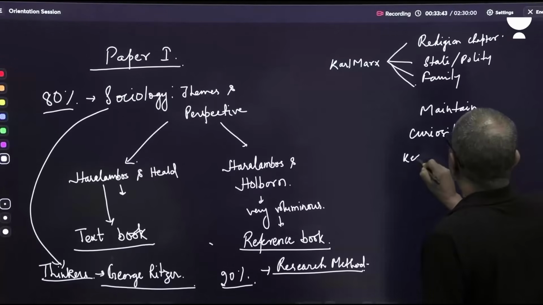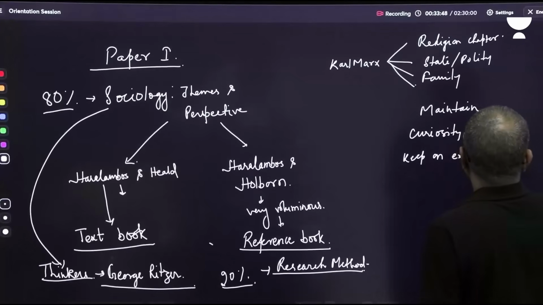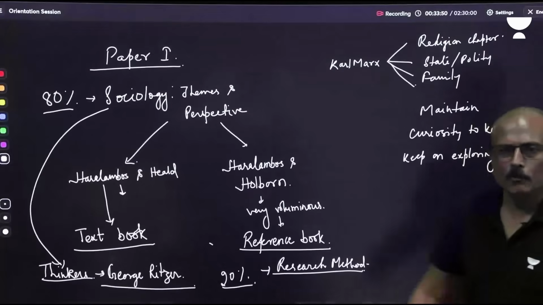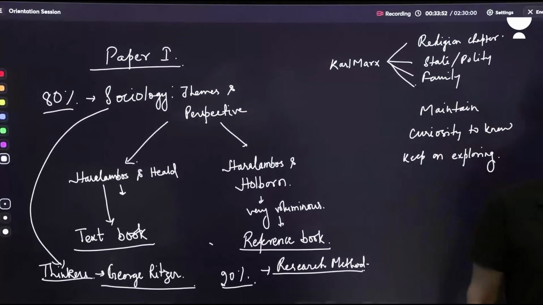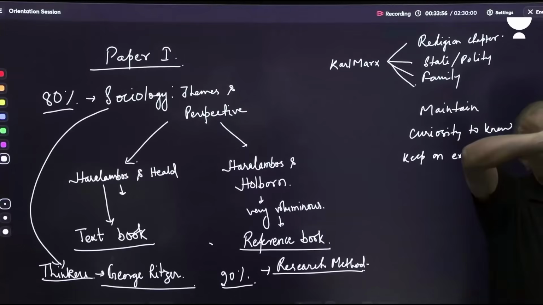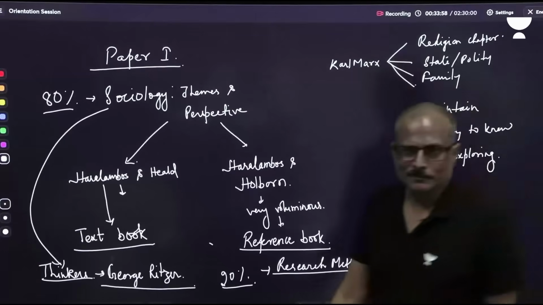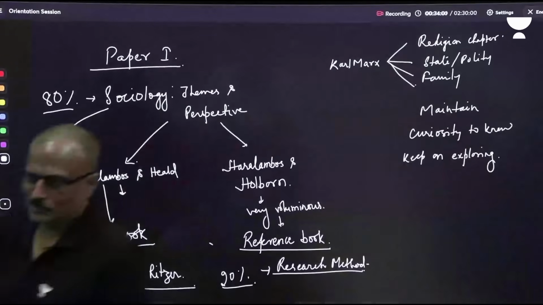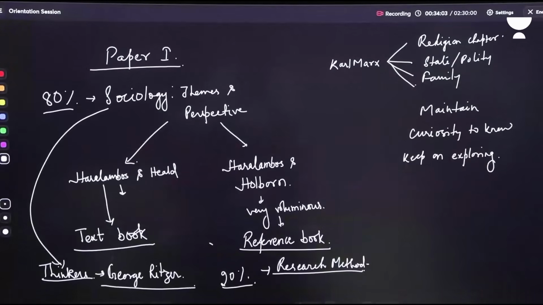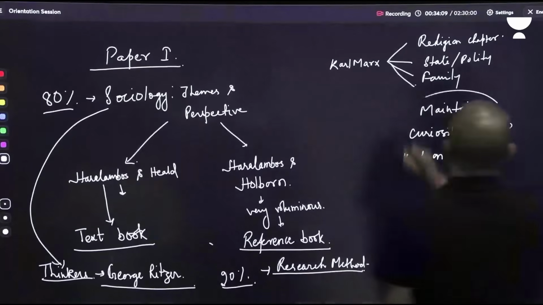Keep on exploring. Right? We do give around 90 to 95%, but selection occurs because of those only 5%. On 1 marks and 2 marks, you are selected or you are not selected. So this you have to maintain always.